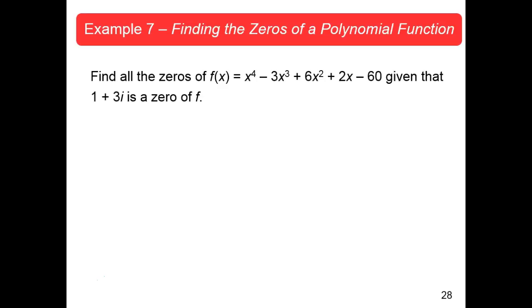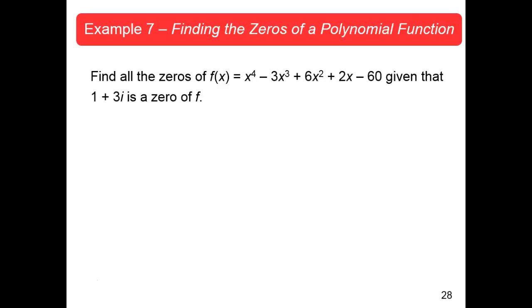And again, they've got it to this point of having a complex solution with imaginary parts. Okay? So find all the zeros of f, given that x equals 1 plus 3i is a zero of f. Okay, what can you tell me about the coefficients of this function here? Coefficients. They're all real numbers. In fact, they're all integers. So we could use, and that's what we would have used if they hadn't given us this, the rational zeros test. Okay? But they gave us this complex zero, so let's use it.